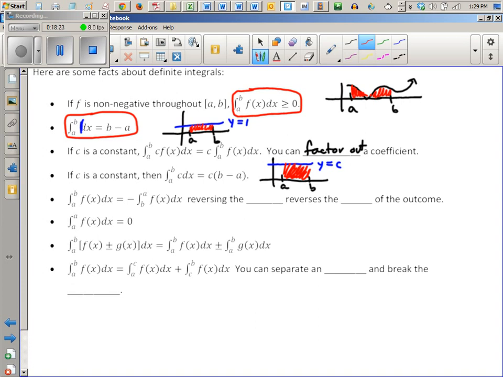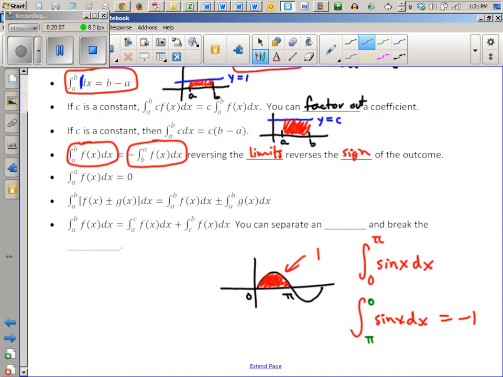This one's a little bit harder to explain now. But just know that if somebody flip-flops the a and the b around, then that produces an extra negative symbol. Okay? So the price you pay for reversing the limits is you have to reverse the sign of your outcome. And then the next one actually is very simple. This is saying the integral from a to a of f of x dx is 0.